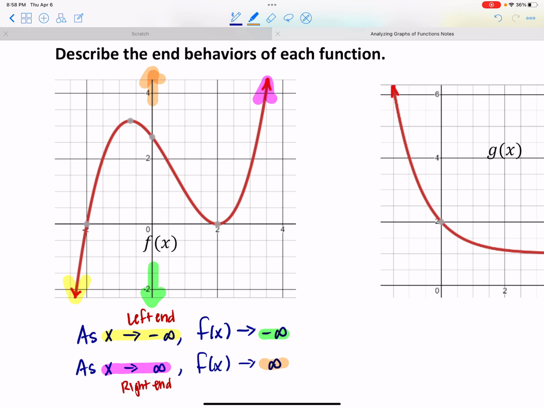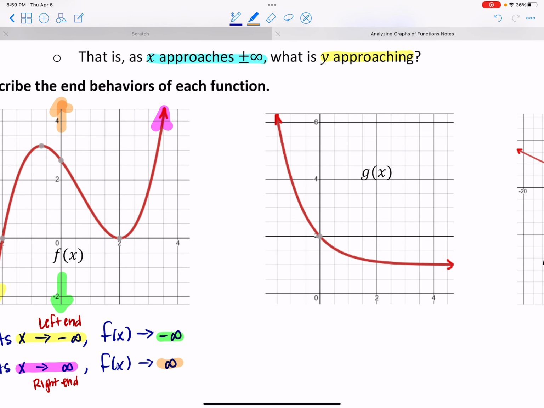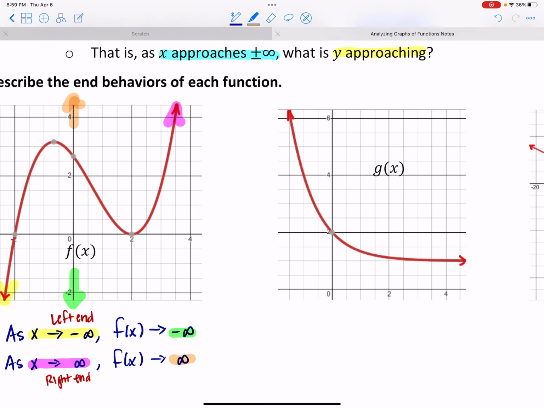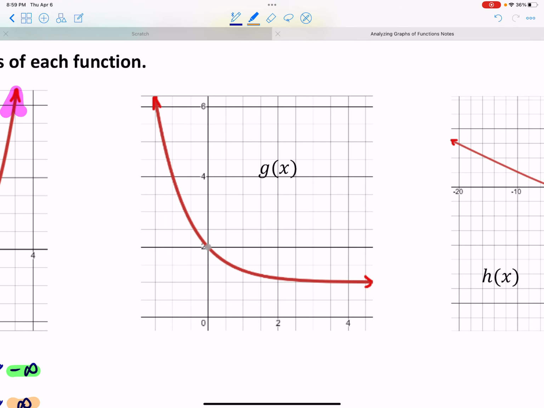Alright, and again, hopefully this isn't new. Hopefully it's making sense and seems familiar. So let's look at the next one. Now that first one is a polynomial function. We'll talk more about those in a later topic. This maybe we're recognizing as an exponential function.